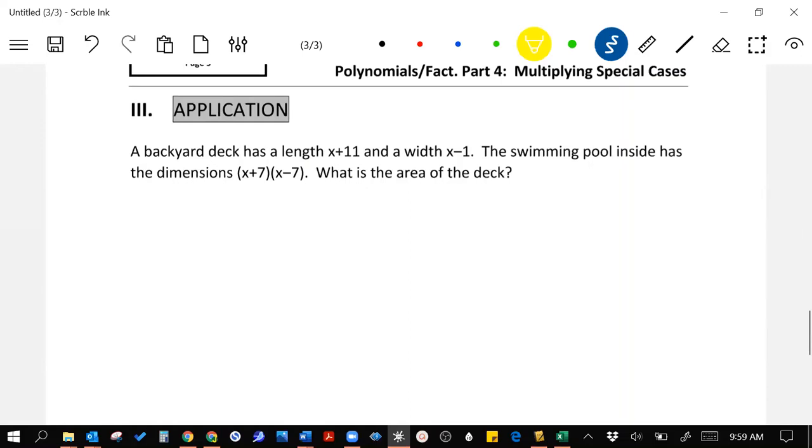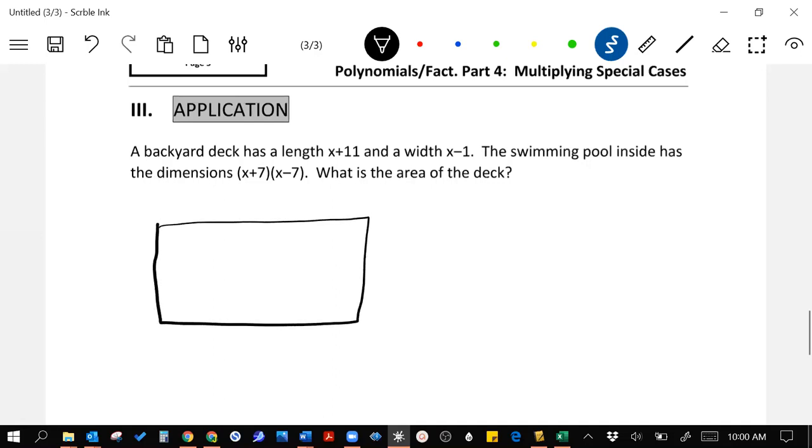Okay, so a backyard deck has a length and a width, and it doesn't say it's rectangular, but you can pretty much get that idea that you have a rectangular one because you have a length and a width. So I'm going to draw one here. It has a length of x plus 11, and it has a width of x minus 1. So if x was 20, it would be 31 feet for length and 19 feet for the width. If x was 50, you'd have 61 and 49. So it just depends on what x is.